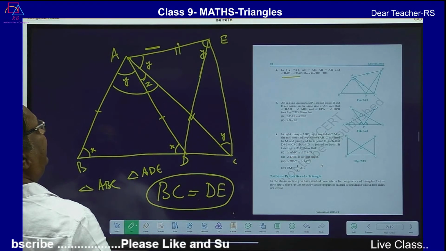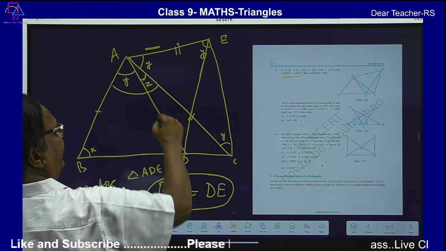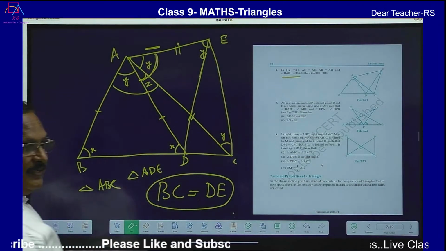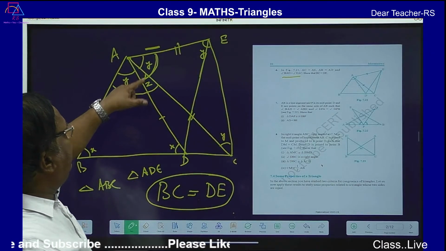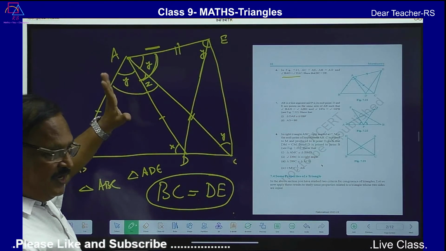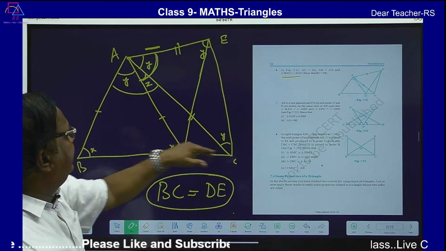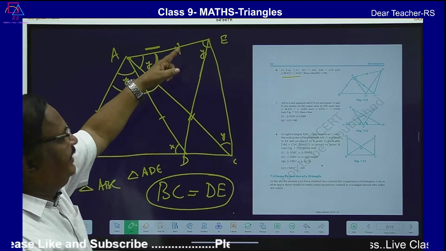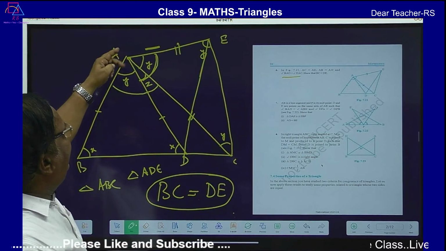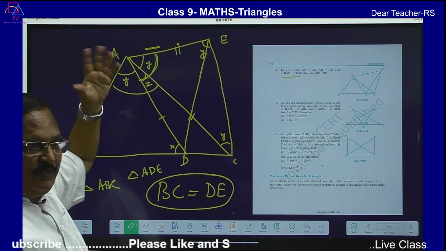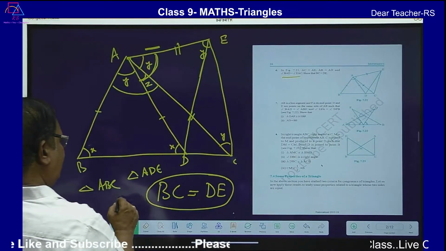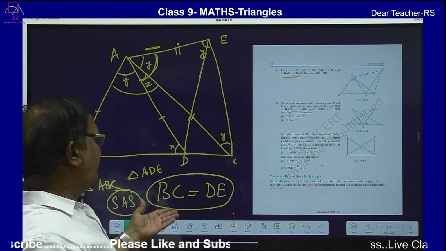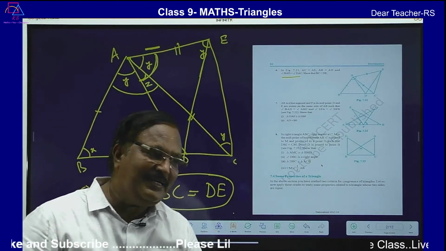And in ADE, again y plus Z. So that means, because y plus Z, there is no half. In triangle ABC, what is angle A? Y plus Z. In angle ADE, what is angle A? Y plus Z. So that means vertically opposite angles are equal. Therefore, these two triangles are congruent by SAS. Therefore, BC is equal to DE by CPCT.